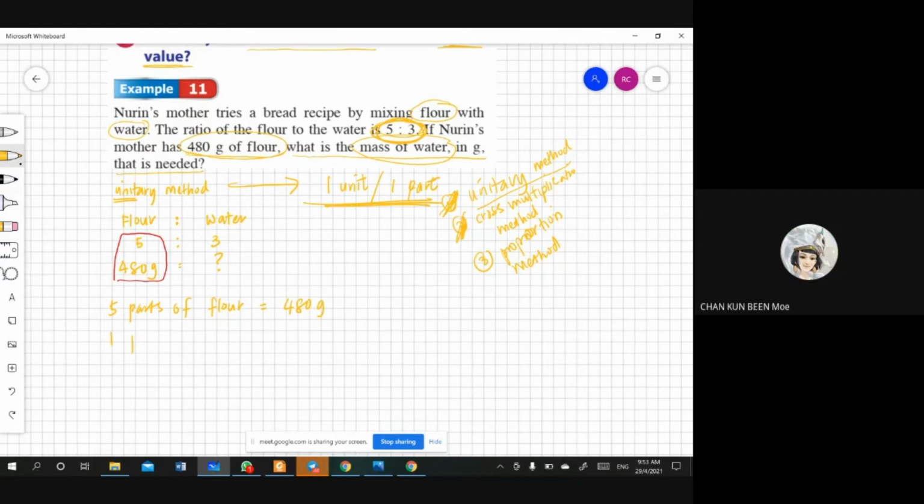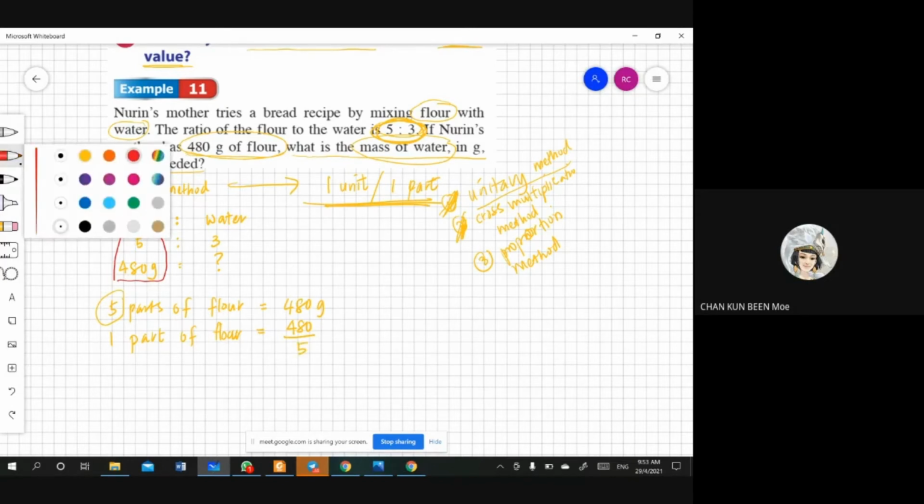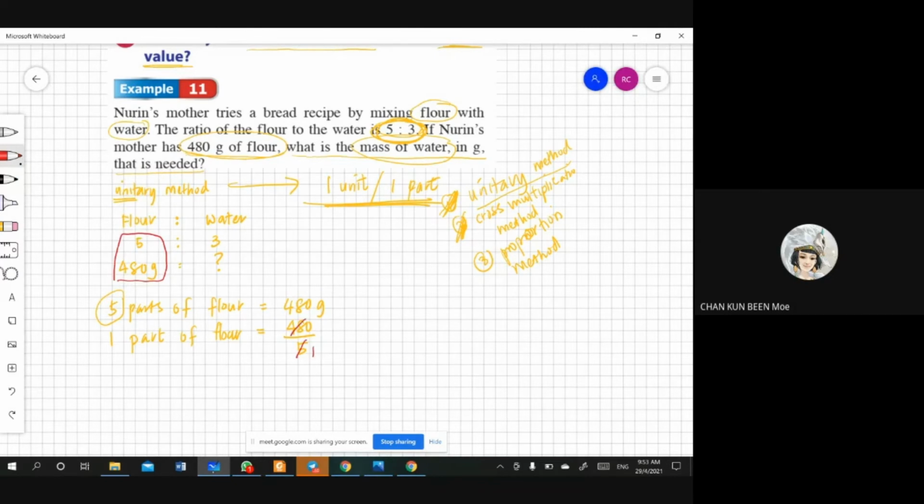So yeah, if I just want to find one part of flour only, how do I get one part? Divide. Yeah, divide. Very good. It is 480 divide by what? 5. Yes, we divide by 5. Okay, so if I divide it, so you can see 5 times 1, 5. 5 times 9, 45. I still have a 30 remaining on the right here. So 5 times 6, 30. Meaning the answer is equal to 96 grams.